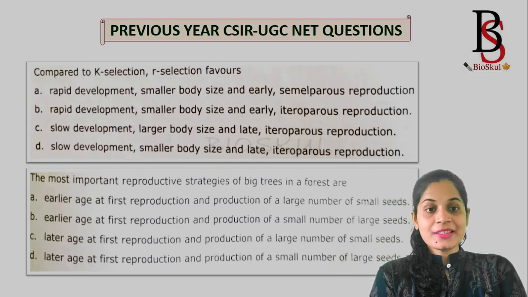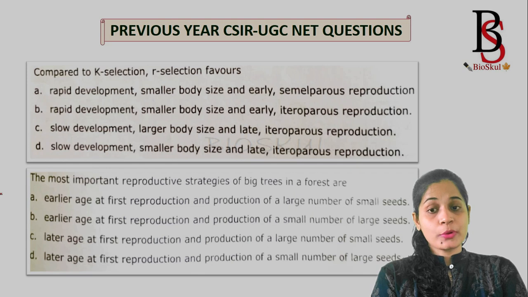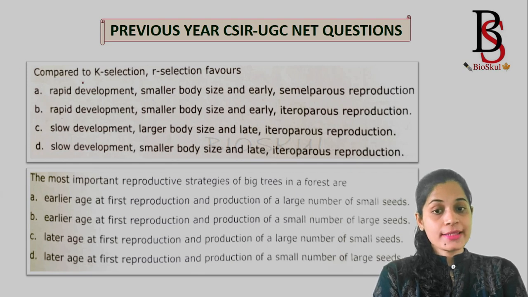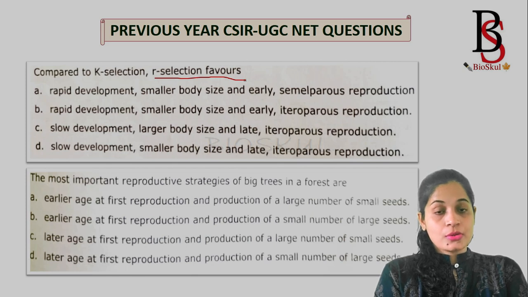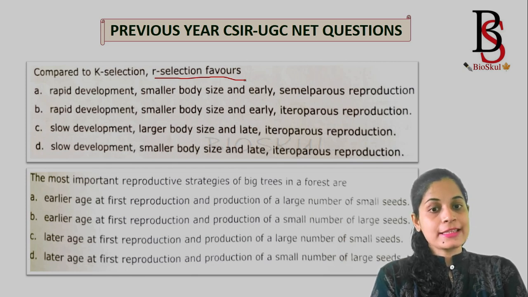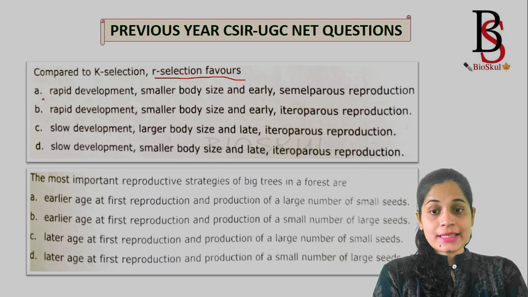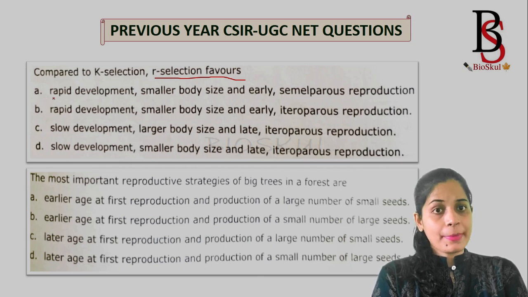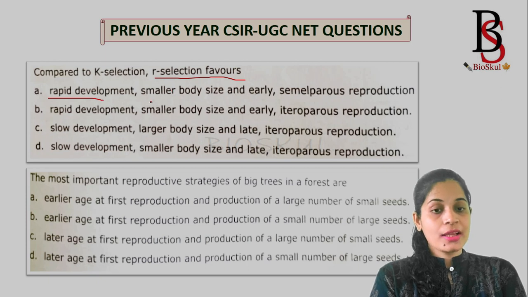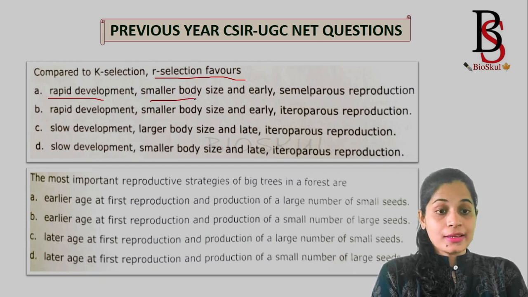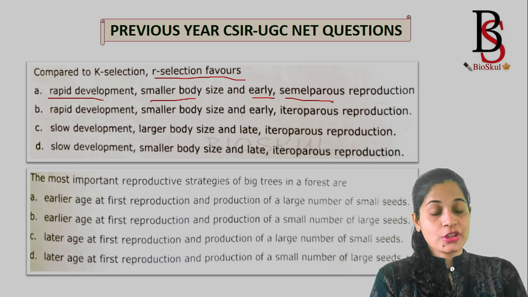So let's see previous year's CSIR NET questions. Question 1: compared to K selection, R selection favors. So what are the characteristics of R selected species? They have rapid development. Their body size is small, they have semelparous reproduction and also reproduce at earlier stages. Yes, this is the correct answer.